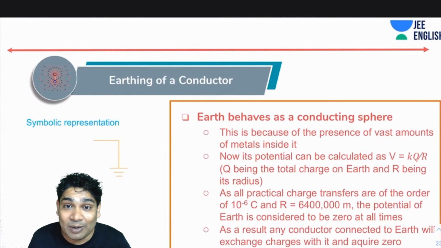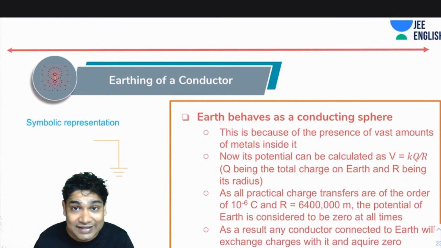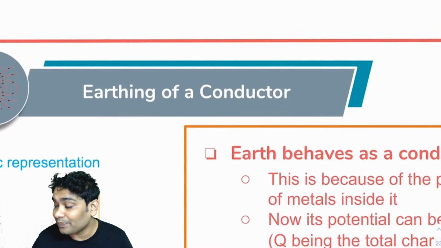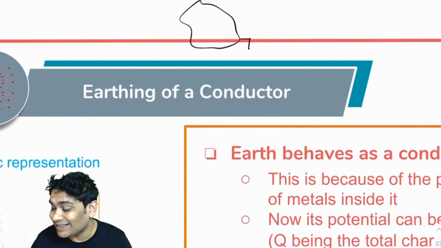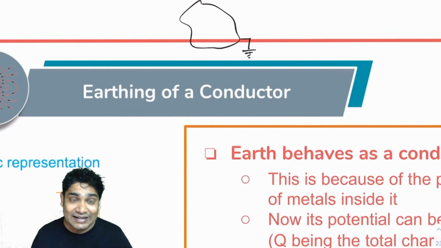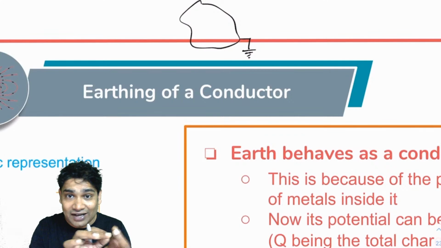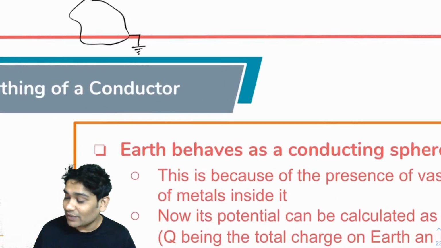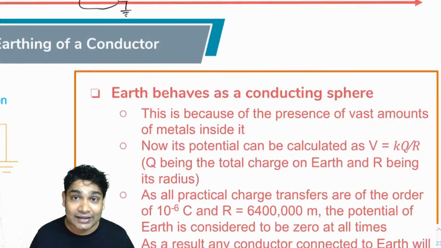Next, let's talk a bit about the earthing of conductors. So, what is earthing? Earthing means you're connecting something to earth. This is the symbolic representation. If you have any conductor, imagine you have any conductor and you draw this. That means I have connected it to earth. How am I connecting it to earth? Very simple. I'm taking a conducting wire. One end is touching this conductor, and the other end is going and touching earth. As simple as that. That is what earthing is.